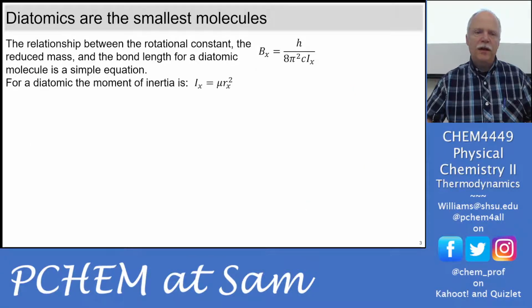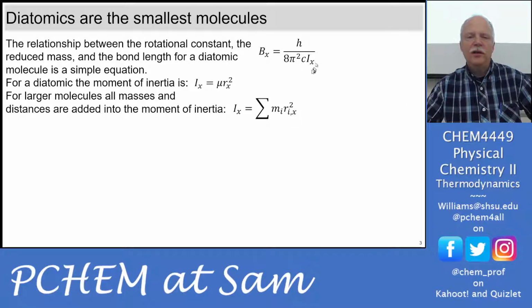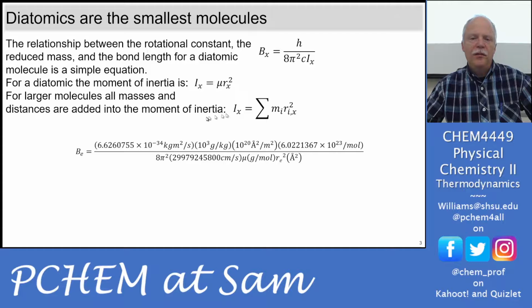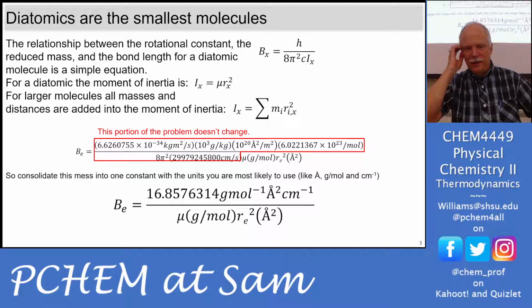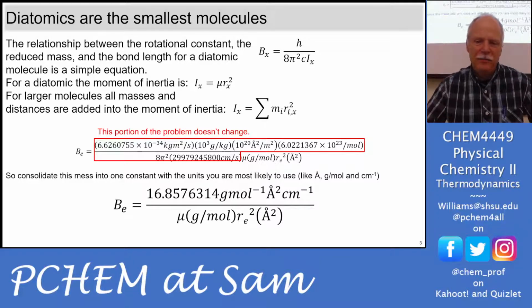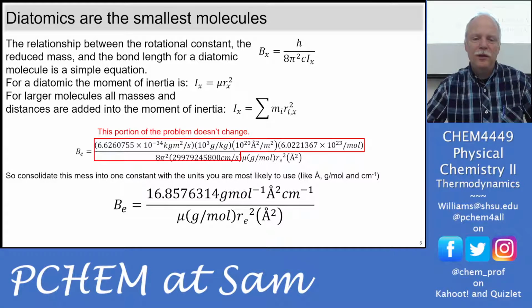And so since diatomic molecules are the smallest, we have that rotational constant, which has the moment of inertia in the denominator. For diatomics, that's mu r squared. For larger masses, it's this. Now, remember from last time we had that note card equation that converted all of these factors into a single constant. And so we had that 16.86 grams per mole angstrom squared wave numbers divided by the diatomic reduced mass and the distance between the two atoms.